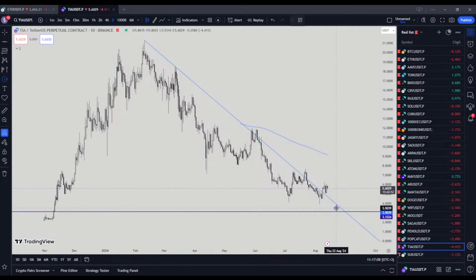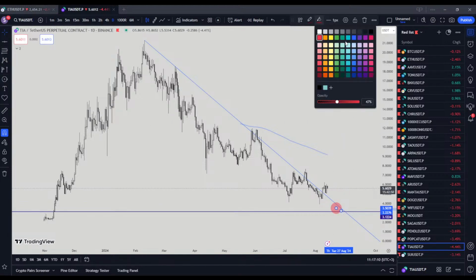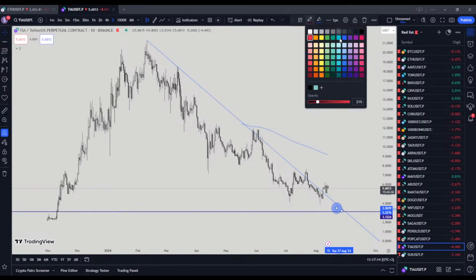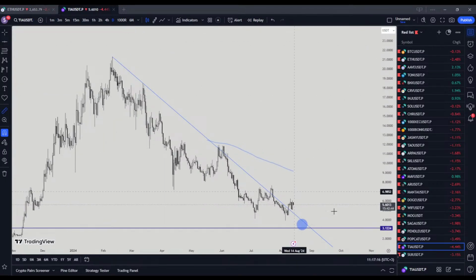Well, be sure to buy some TIA here because it will be the easiest. It will be the easiest 10x in your life, from my point of view. This trade can easily go here and even higher.